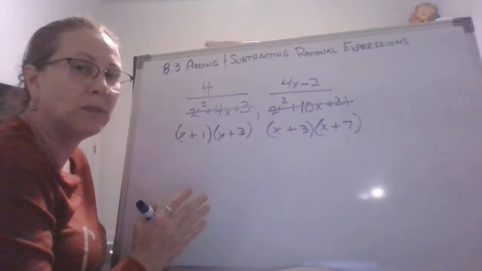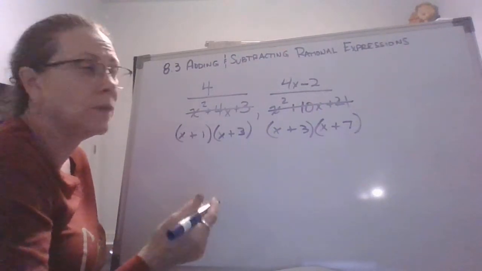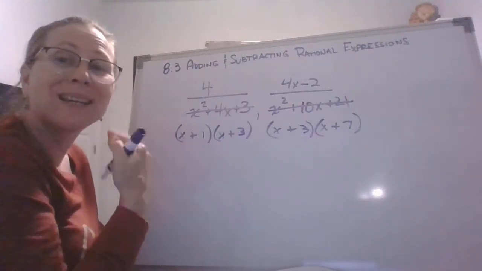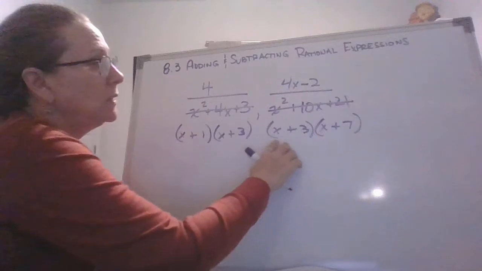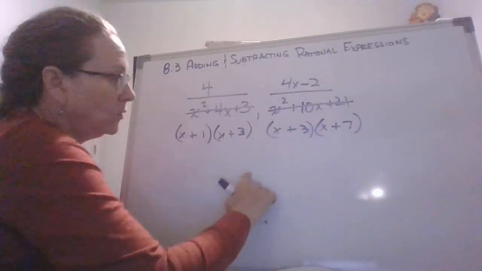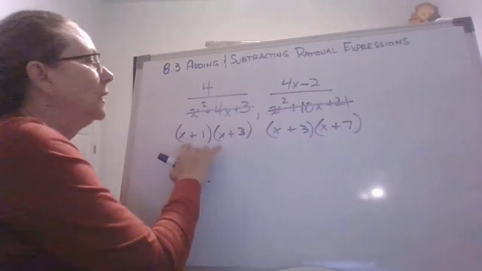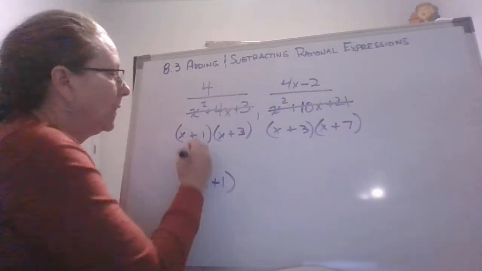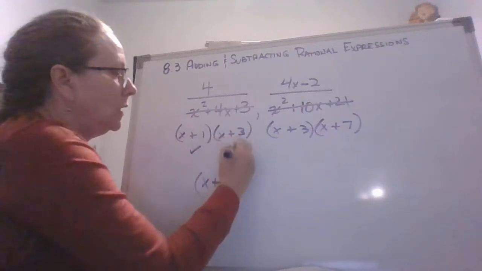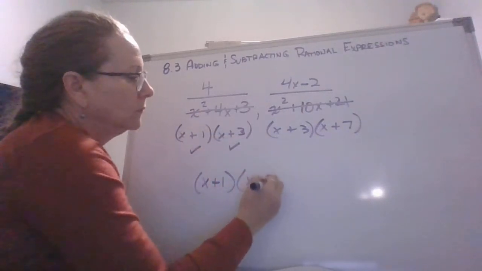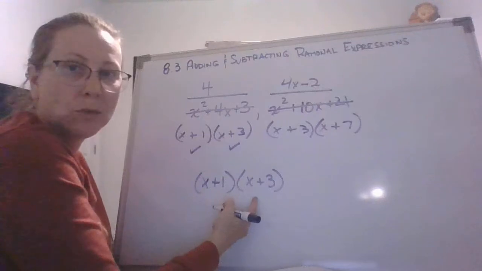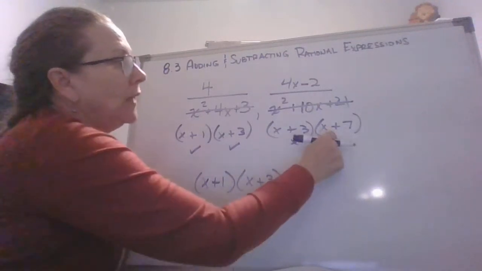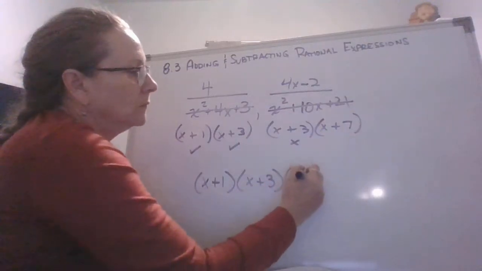What do you do if there's a common one? How many times do you use it? Well, you only use a factor one time unless it has a higher exponent. So if this was x plus 3 squared, I'd do x plus 3 squared. But I have x plus 1 here. Check. I have x plus 3. Well, I already have an x plus 3 to the first power, so I'm not going to use that one again. And then x plus 7.